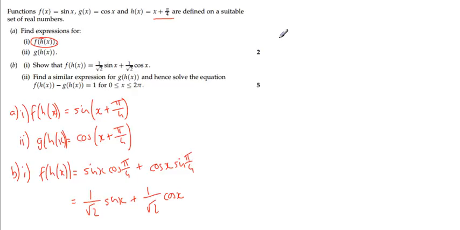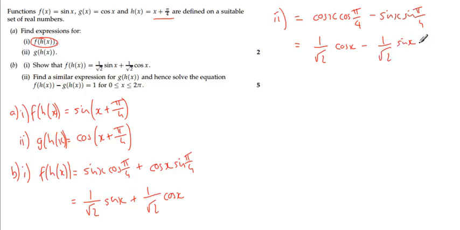Okay, for part 2, find a similar expression for g of h of x. So that's equal to g of x, which was cos of x plus pi over 4. So similar idea, cos x cos pi over 4, subtract sine x sine pi over 4. And then just subbing them in, it's 1 over root 2 cos x, subtract 1 over root 2 sine x.